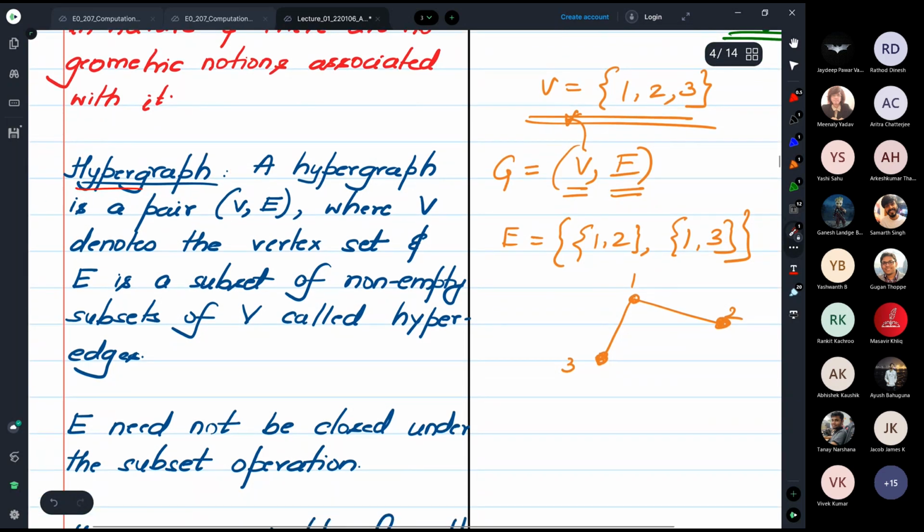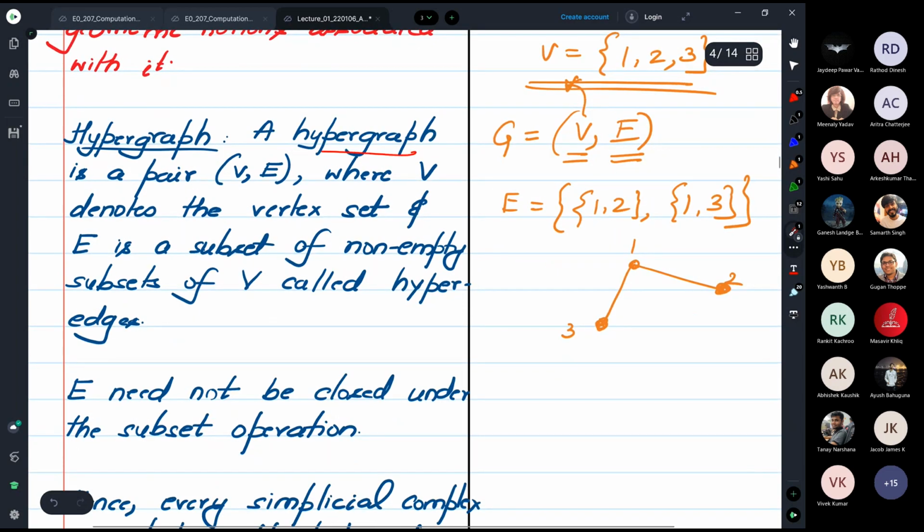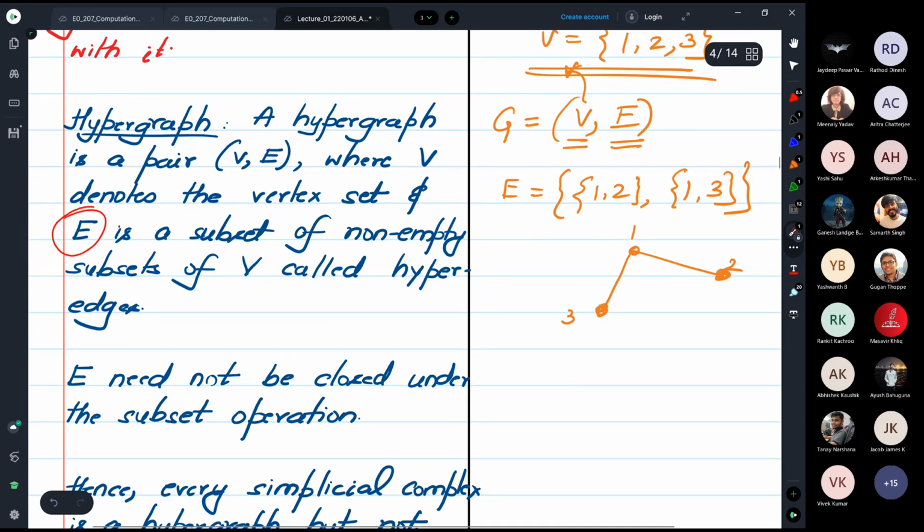So let's look at the formal definition of a hypergraph. A hypergraph again is denoted by a pair V comma E, just like a graph. However, the difference between a hypergraph and a graph is that here V, as before, is a vertex set, but E is a collection of non-empty subsets of V. And these elements of E are referred to as hyperedges.